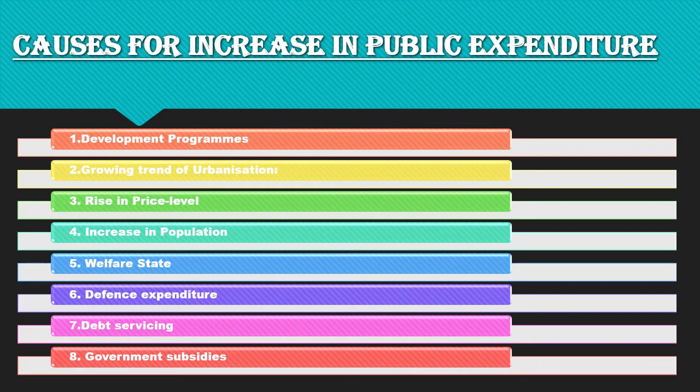The first point is developmental programs, which are run by the government for the development of the country. It's one of the reasons for increase in public expenditure. And the second one is growing trend of urbanization. We'll explain one by one. The third one is rise in price level, increase in population, welfare state, defense expenditure, debt servicing, government subsidies.